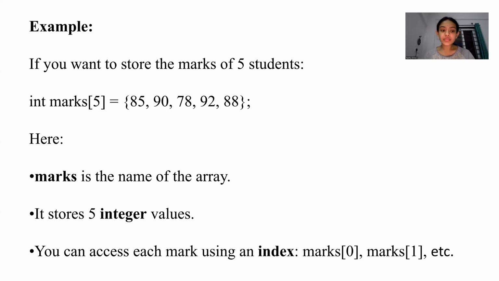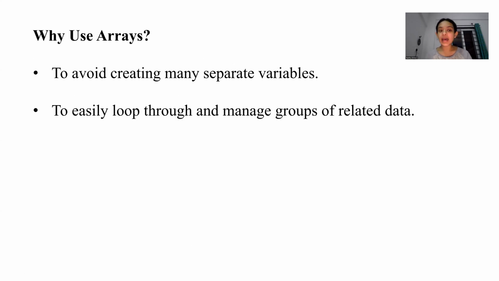It stores 5 integer values, because the data type is int. You can access each mark by giving the index, that is marks[0], marks[1], etc. But always ensure that the index is given within the square brackets. The next thing is, why do we use arrays?